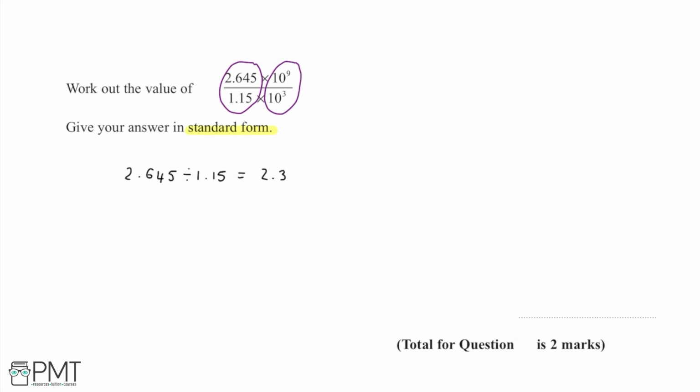It only has a number in the units column, it doesn't have any tens, so we don't need to change this into standard form. And then similarly here, we can do the same thing with the 10 to the power ofs. Working with indice laws, if we have 10 to the power of A over 10 to the power of B, that simply gives us an answer of 10 to the power of A minus B. So that's one of the indice laws that we work with. So 10 to the power of 9 divided by 10 to the power of 3 gives us an answer of 10 to the power of 9 minus 3, so 10 to the power of 6.